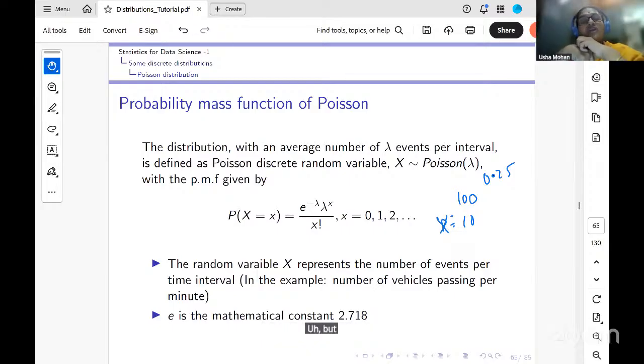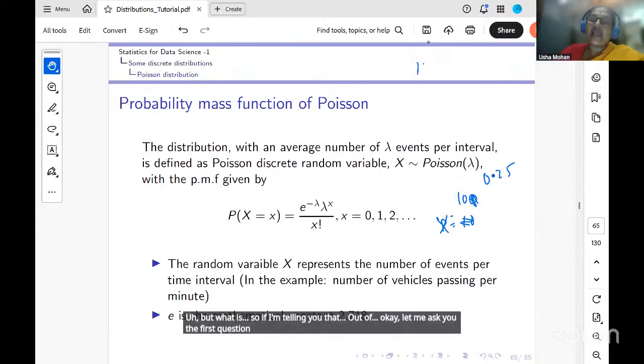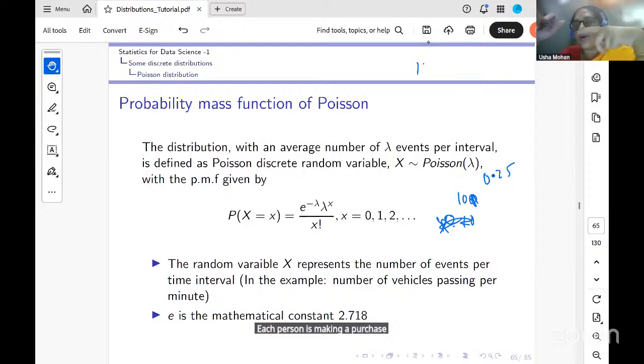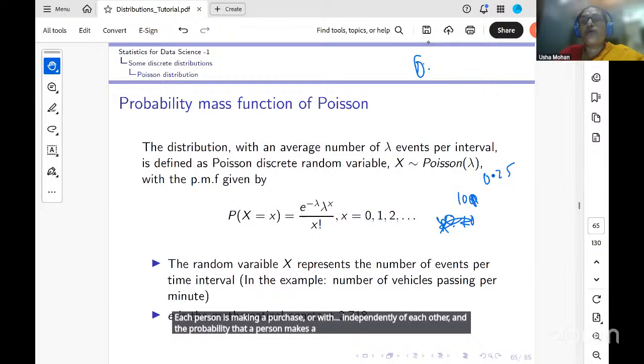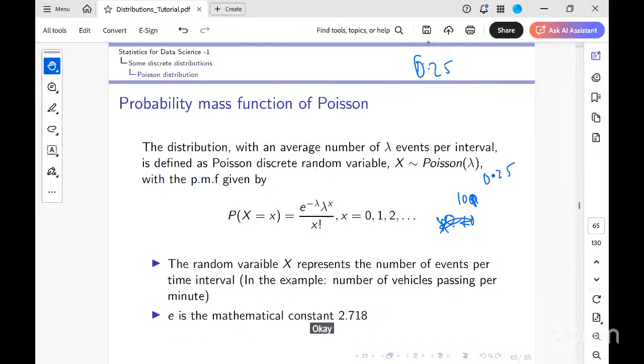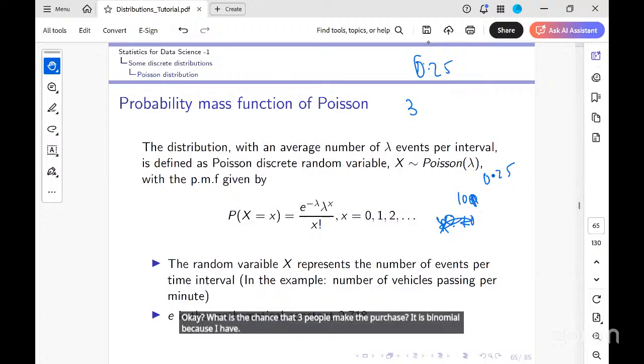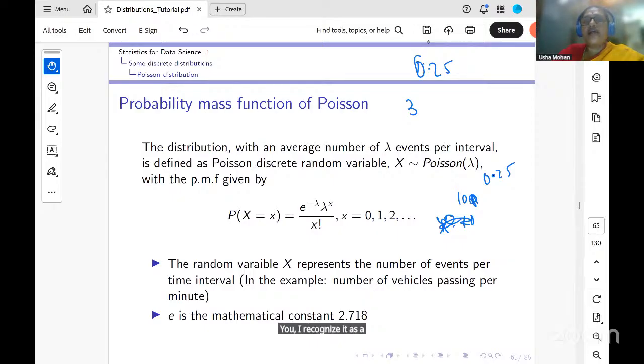Let me ask you the first question. I have 10 people visiting a store. Each person makes a purchase independently of each other, and the probability that a person makes a purchase is 0.25. What is the chance that three people make the purchase? It is binomial, with parameters n equal to 10, p equal to 0.25, and I'm asking for the probability that X equals 3. Is it clear? Yes, ma'am.